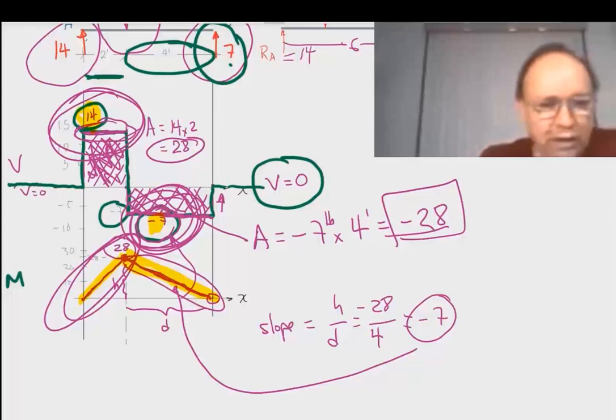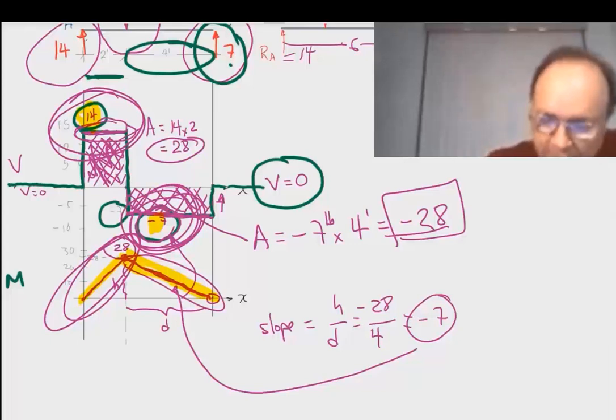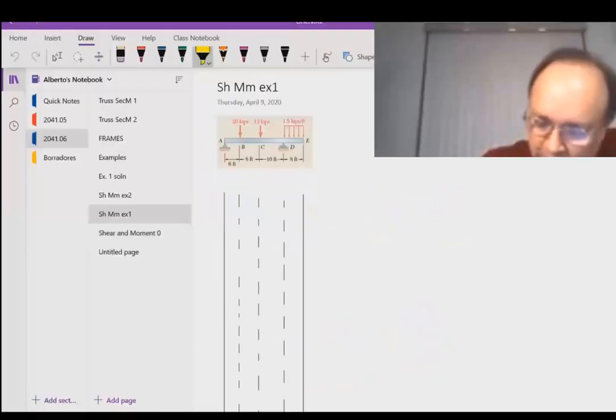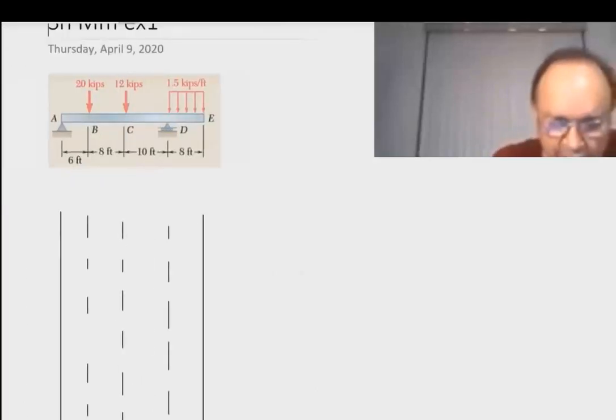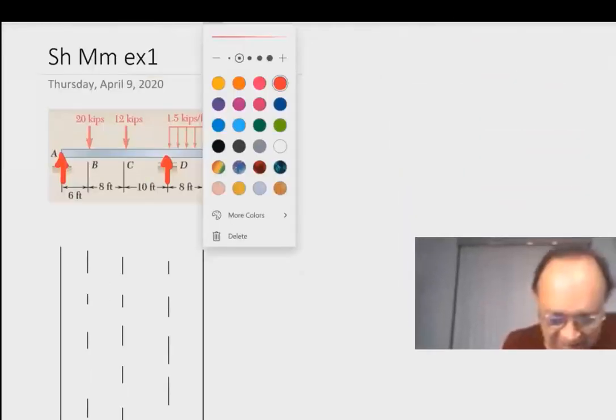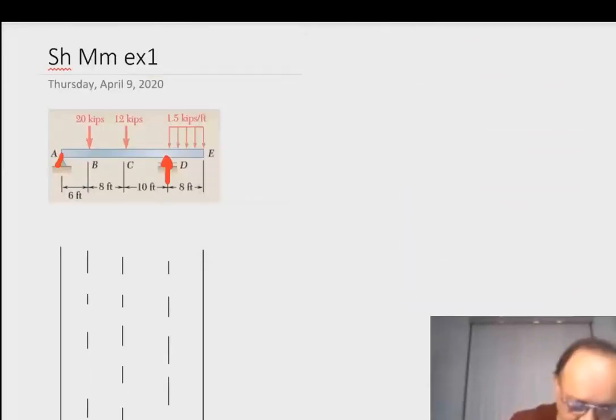Okay, let's do another example, a little more elaborate than this one. Another example here. You should be able to find the reactions of this beam. I'm going to give you a little hint. In order to get the reactions on the beam, you do the same thing. You say here reaction A, reaction B, and you do summation of moments about point B equals to 0, positive in any direction you want.